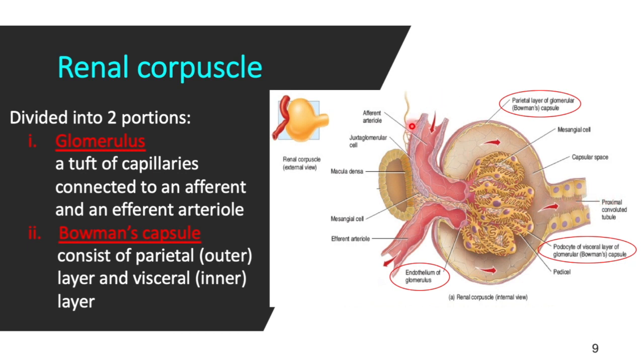Attached to this renal corpuscle is another structure called juxtaglomerular apparatus. We will look into this structure a little bit later.